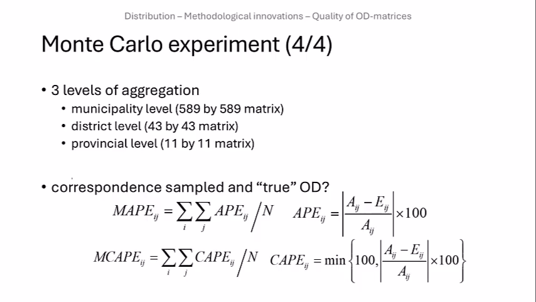The experiment looked at three levels of aggregation: municipality, district, and provincial. At each level, it compared the sampled OD matrices to the true census OD matrix, using error measures such as mean absolute percentage error, or MAPE, and a corrected version called CMAPE. These measures quantify the gap between observed and estimated trip flows across different sampling rates.